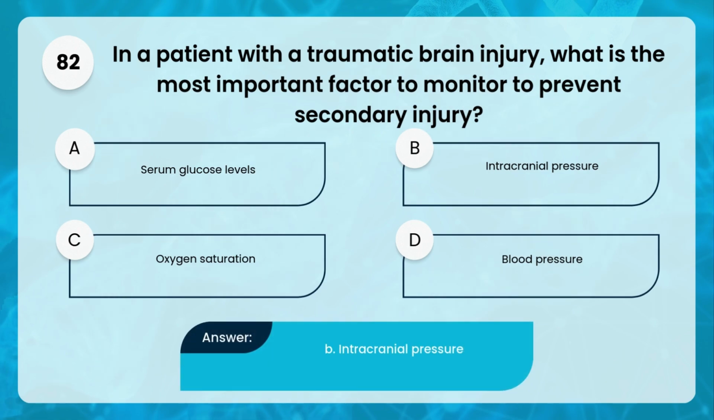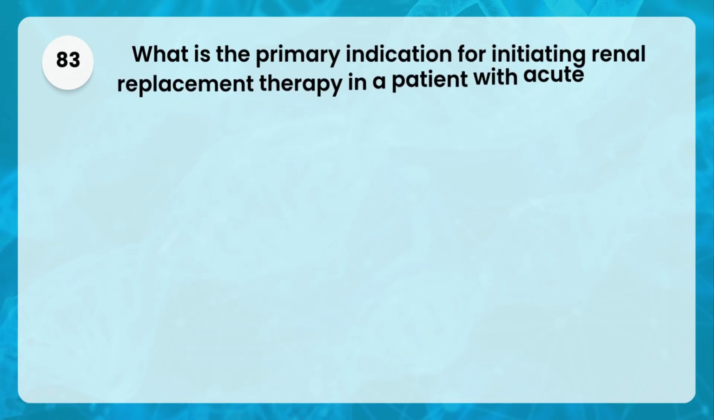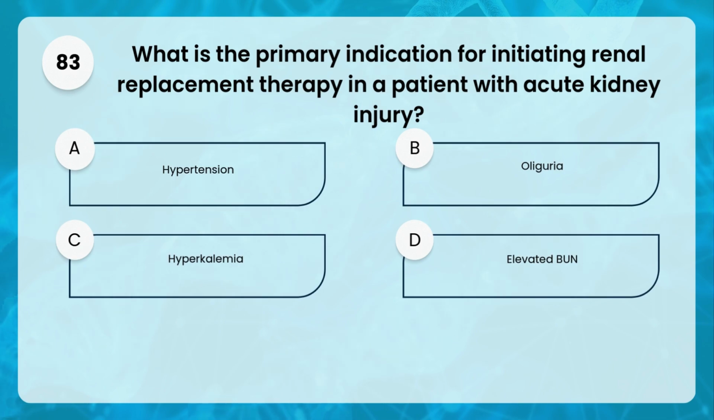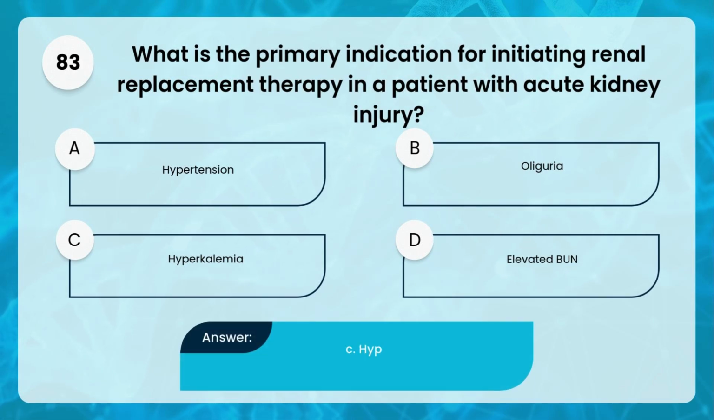Intracranial pressure. 83. What is the primary indication for initiating renal replacement therapy in a patient with acute kidney injury? A. Hypertension. B. Oliguria. C. Hyperkalemia. D. Elevated BUN. The answer is C.